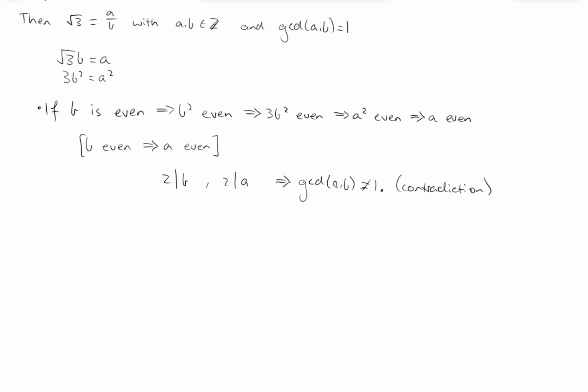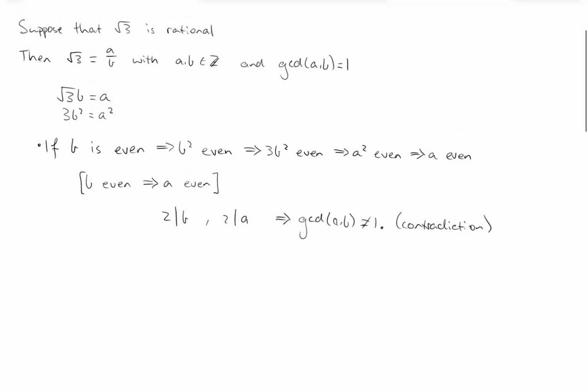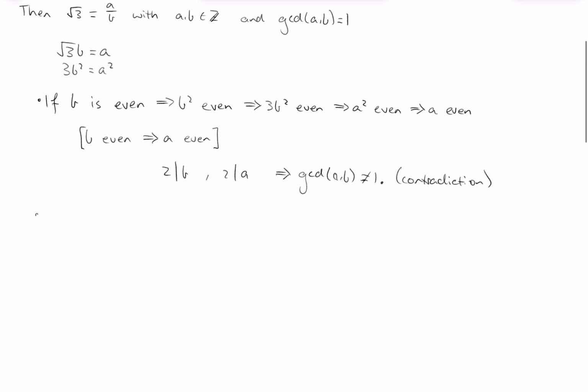Okay, so we've only exhausted half the values of b so far by looking at the case where b is even. Now, and this is where it gets a bit more interesting, we'll look at the case where b is odd.